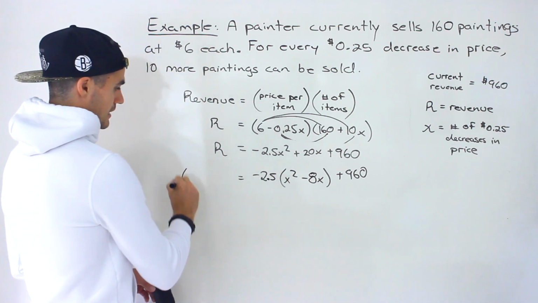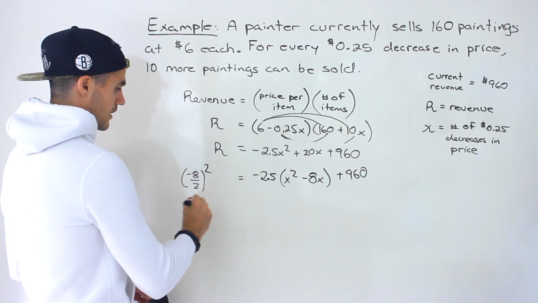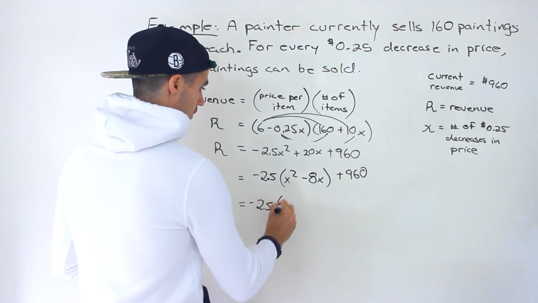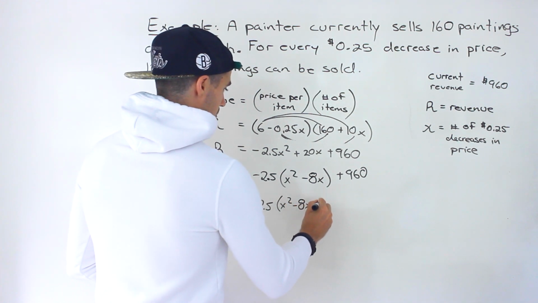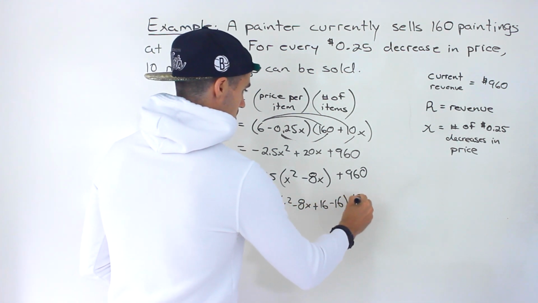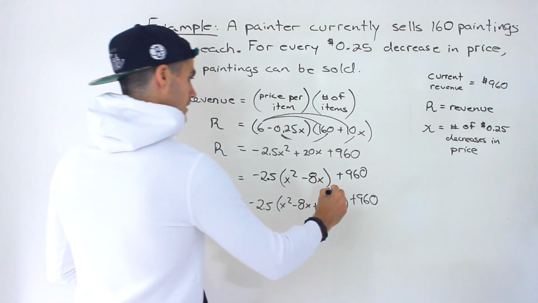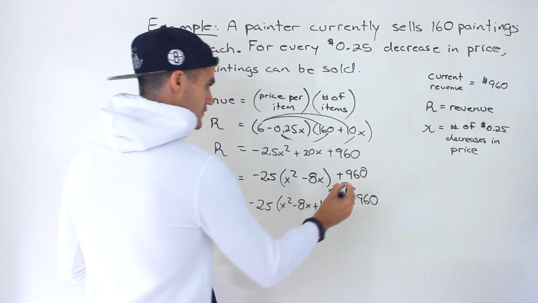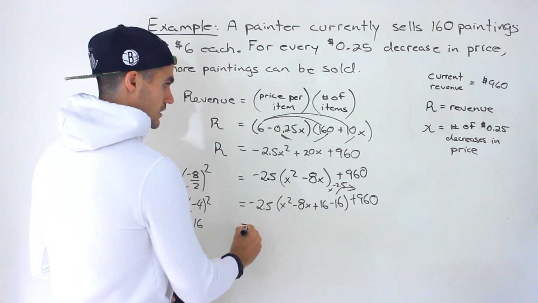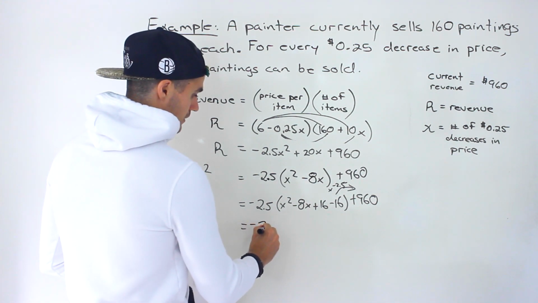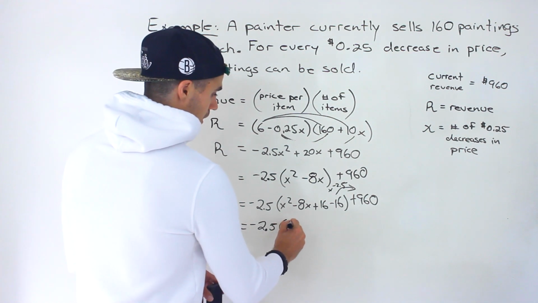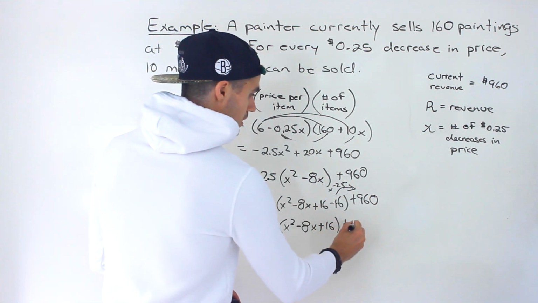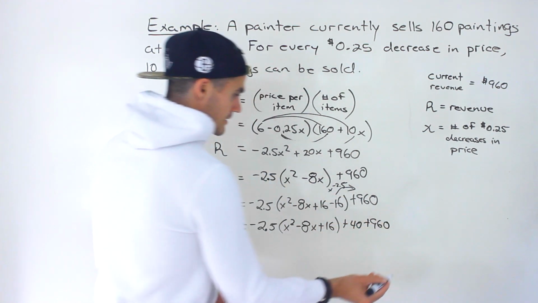And then what do we do? We take that negative 8, we divide it by 2, and then we square it. So that would be negative 4 to the power 2, which would give us 16. So we end up with negative 2.5 times x squared minus 8x plus 16 minus 16, plus 960, like that. Then take out the negative 16, so we have to multiply it by what's in front, the negative 2.5. Negative 2.5 times negative 16 would give us positive 40. So we end up with negative 2.5 still in front, then the x squared minus 8x plus 16. This times that would give us 40. And then we got the 960 like that.